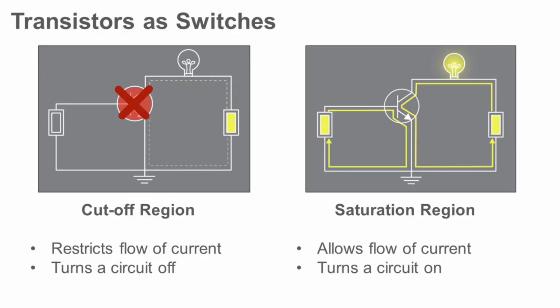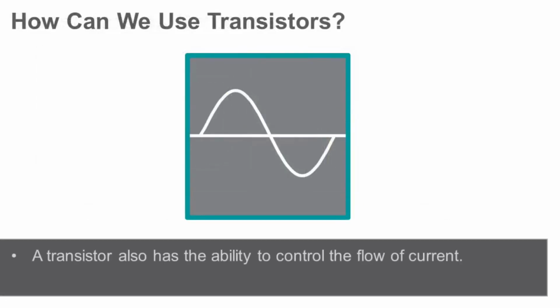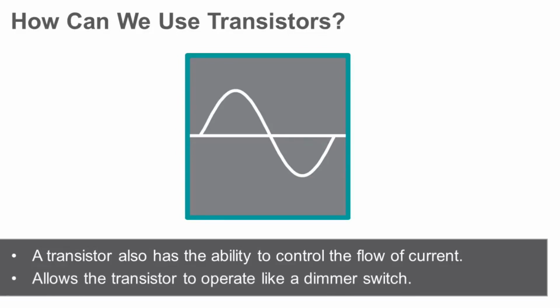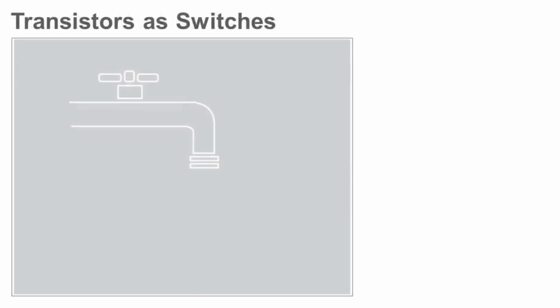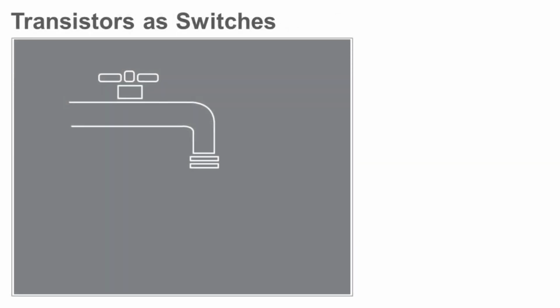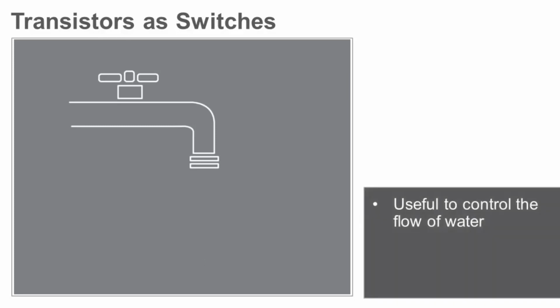A transistor also has the ability to control the flow of current. Controlling the flow of current allows the transistor to operate like a dimmer switch. This is an important ability because many circuits require more functionality than simply on or off. Think back to your kitchen tap. If the options were limited to water is flowing or water is not flowing, the tap wouldn't be as useful to you. You want to be able to adjust the amount of water that comes out of the tap. The same thing is true of circuits.